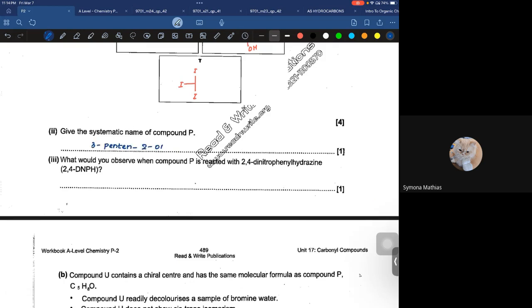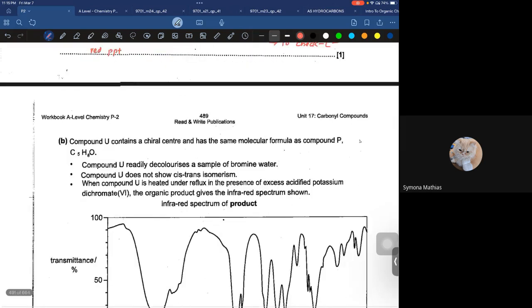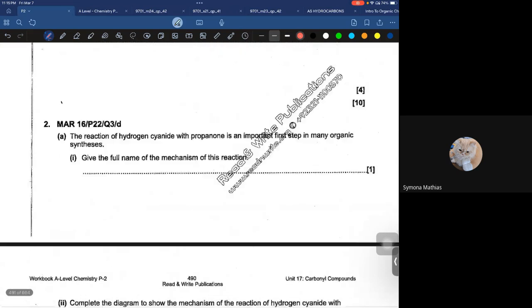3-pentene-2-one. This is your name. What would you observe when compound P is reacted with 2,4-dinitrophenylhydrazine? I told you that the 2,4-DNPH test is a specific test to check the presence of a carbonyl group, so we would see the red precipitate. If the carbonyl group is there, we would see the red precipitate with this 2,4-DNPH.